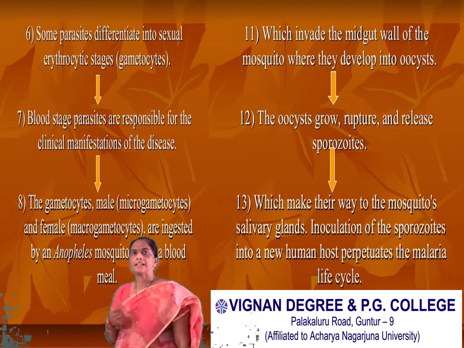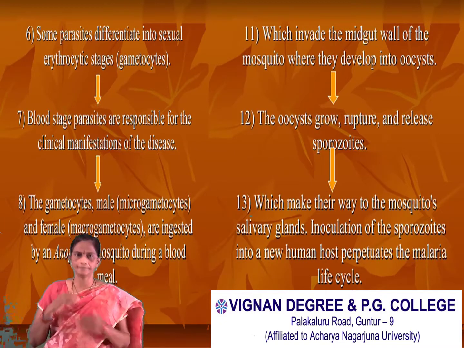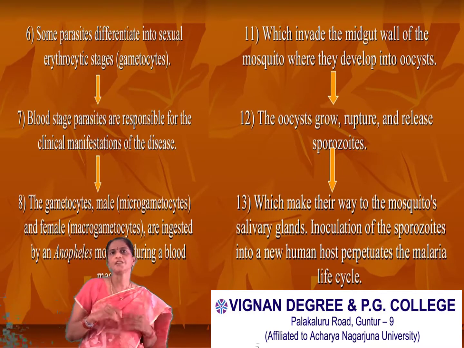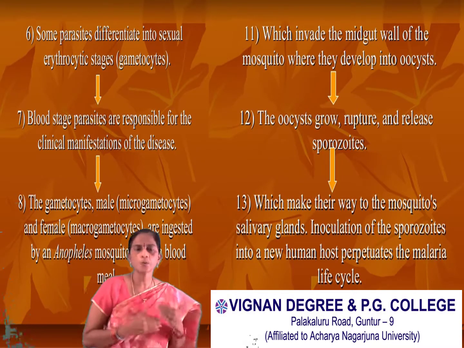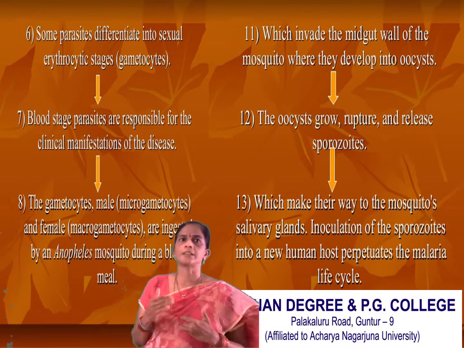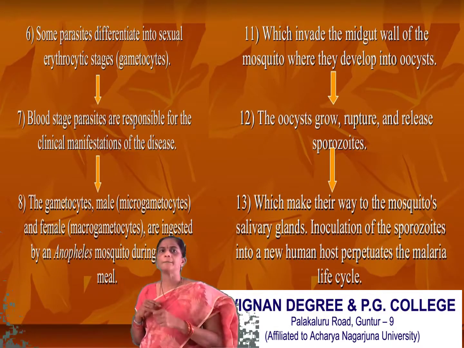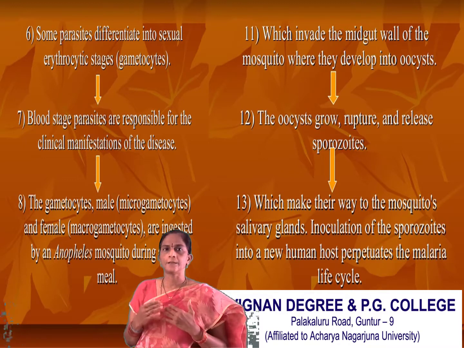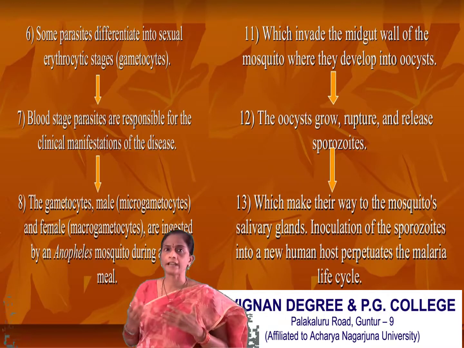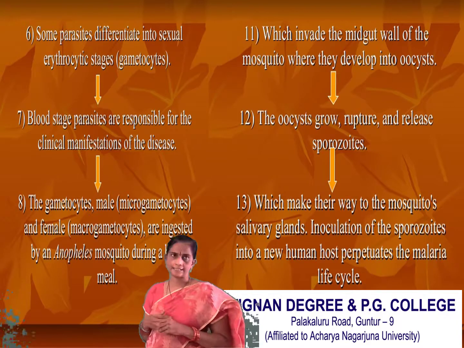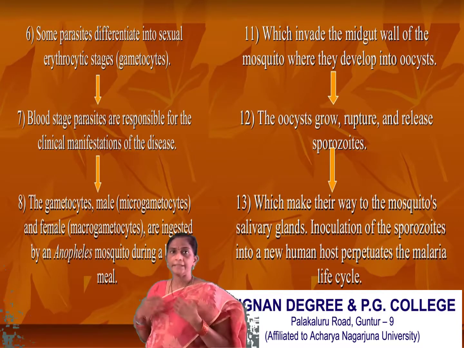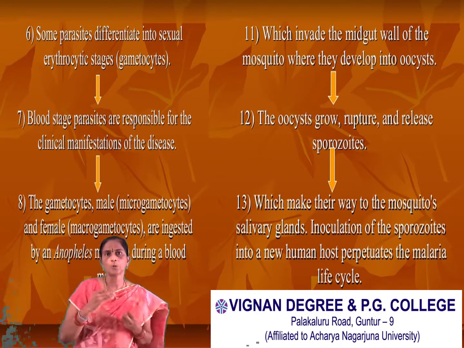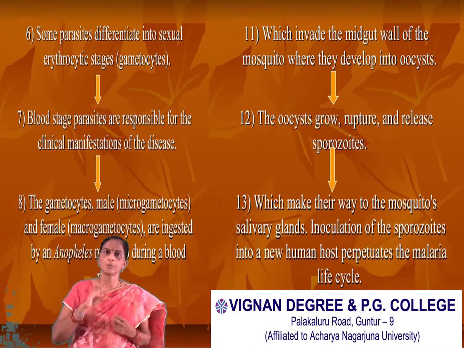The Plasmodium parasite multiplication in the mosquito is known as the sporogenic cycle. In the mosquito stomach, the microgametes penetrate the macrogametes and generate the zygote. The zygote in turn becomes motile and elongated, known as the ookinete, which invades the midgut of the mosquito, where it develops into oocysts. The oocysts grow, rupture, and release sporozoites.